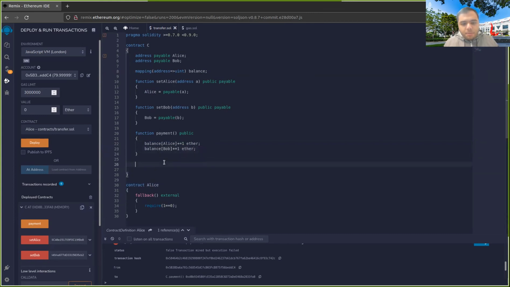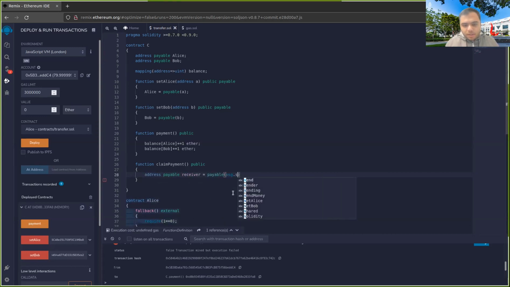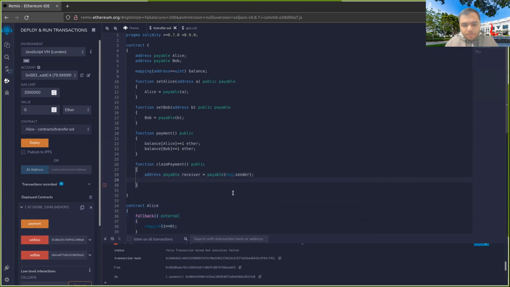And now the way that the payments actually happen is that I will have another function called claim payment, which is public. And basically the idea of this function is that anyone can call this function and get their balance. So I just say that, let's say the receiver is the person who called this function, and then I just say receiver.transfer(balance of receiver). Okay.